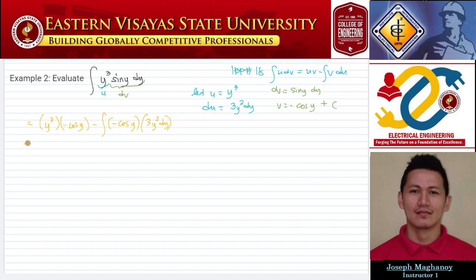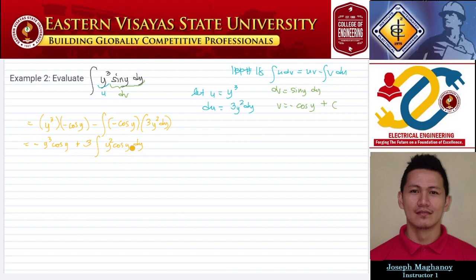Okay, so we simplify: negative y cubed cosine y. Here we carry out our constant and we apply our negative sign to become positive. So negative times negative, so positive. So we carry out property number 2, our real number constant. So carry out 3, integral. Then we rewrite our function. So the remaining is y squared cosine y dy.